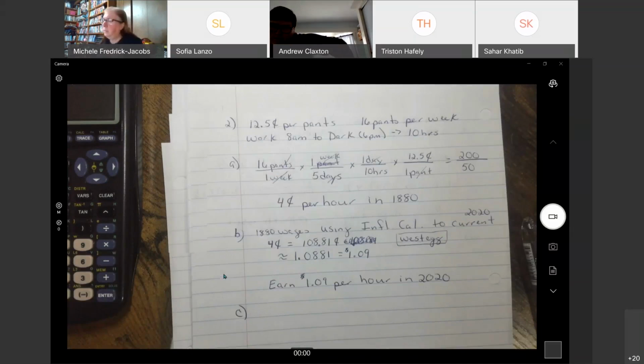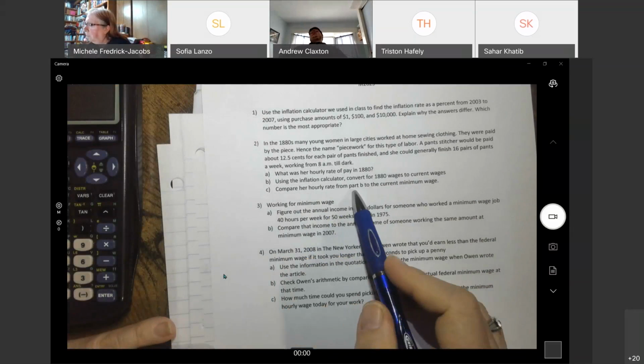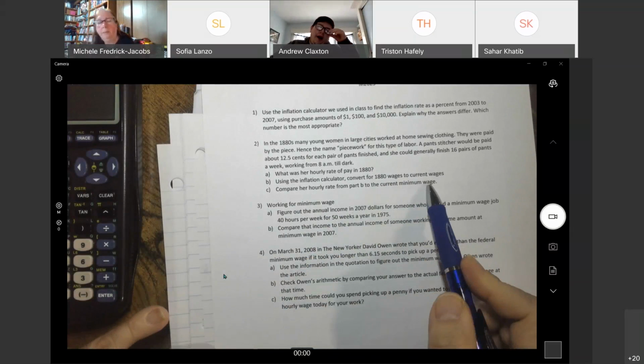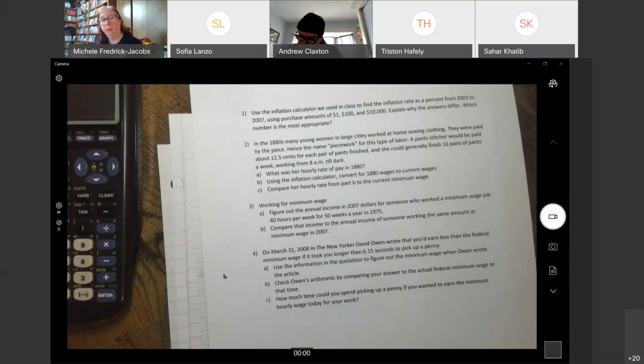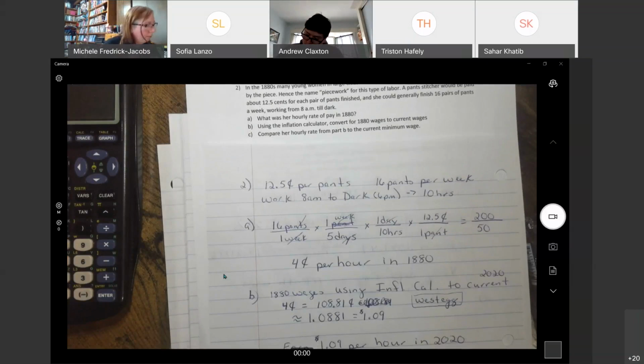And that's why in part C, compare her hourly rate with part B to the current minimum wage. So you want to search for the current minimum wage, and it's up to you. And in your paragraph, you can write whether you use federal or Ohio, or if you live in a different state and you want to use its minimum wage, definitely, that's fine. Just make sure you state that in there, what minimum wage you're using. Anyone have a specific one they want to use?